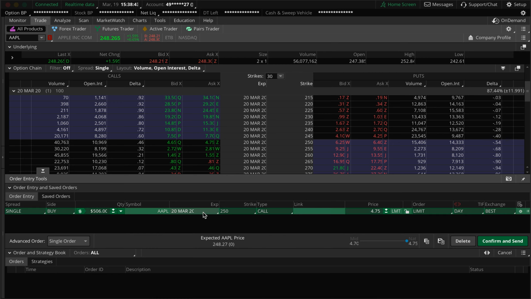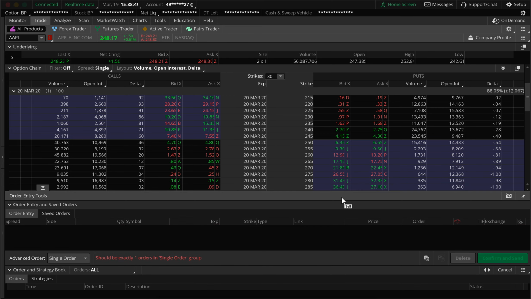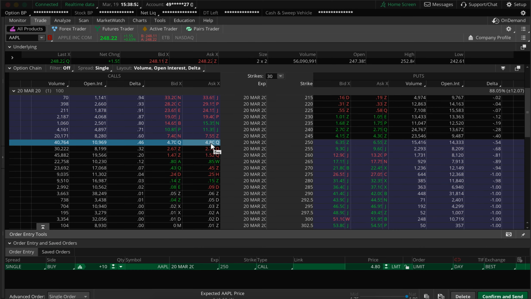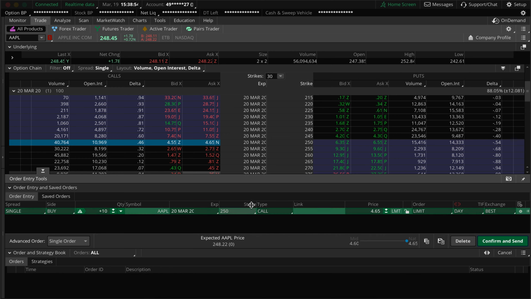You have expiration, which we're not going to change. You have strikes, which we're not going to change. And you have the type, call, you're not going to change. The reason why we don't change this is because we clicked the 250 strike calls for this expiration. So this doesn't change. Now price is what you're going to have to change.